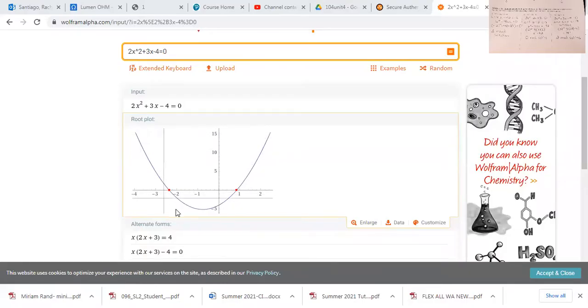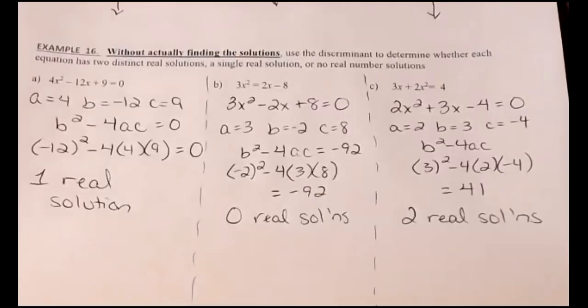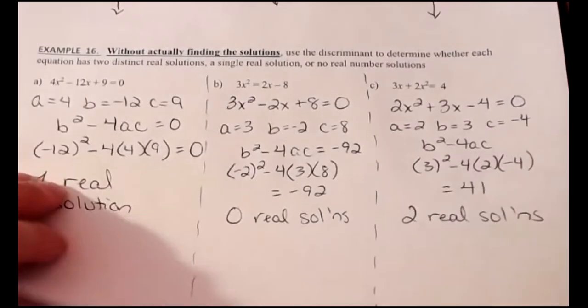Okay. The discriminant, again, as a reminder, does not tell us what the solutions are. It just lets us know whether or not it actually crosses through the x-axis. In this case, it crosses through 2 places, which means it has 2 real solutions. Very nice. Let's go ahead and turn the page.